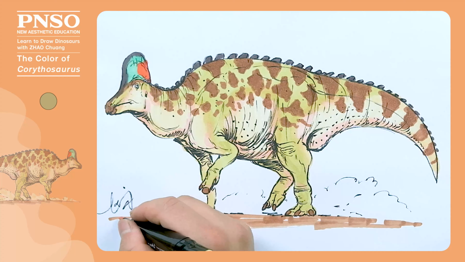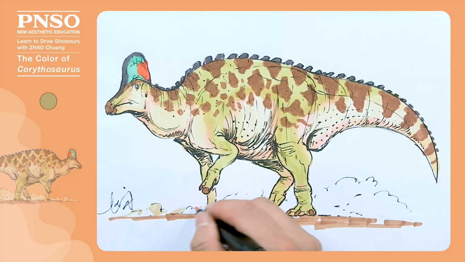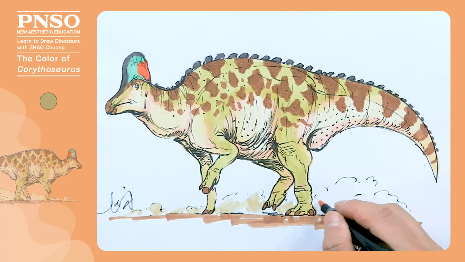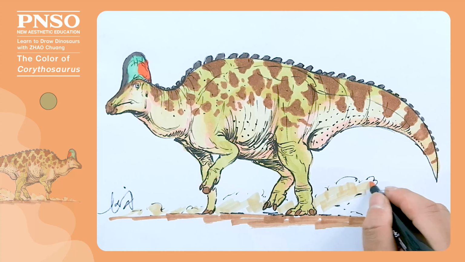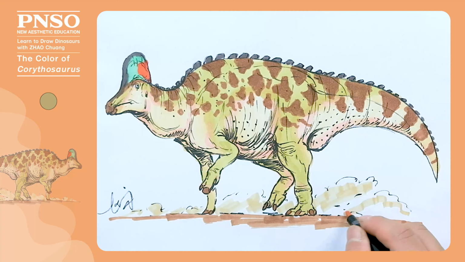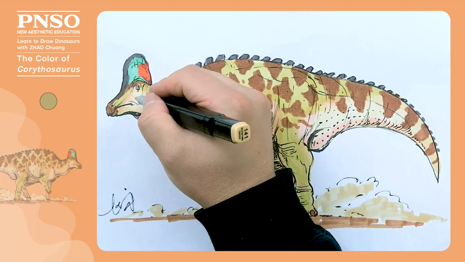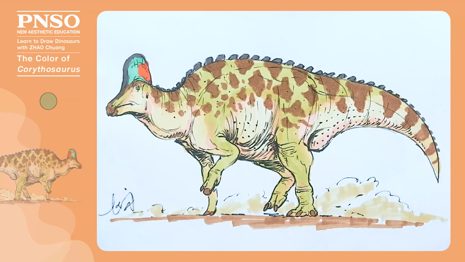Use slight yellow to decorate the dust at its feet. Let's imagine the dust is in front of our eyes. Assume the sun is shining from the left, and just draw the shading on the right. Finally, embellish its eyes. Good. In this way, we have finished coloring this Corythosaurus.